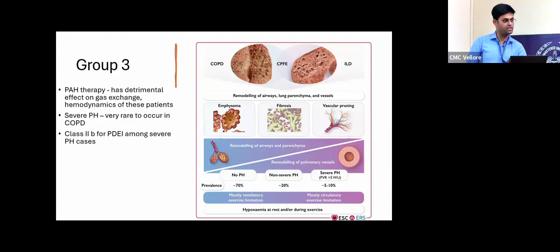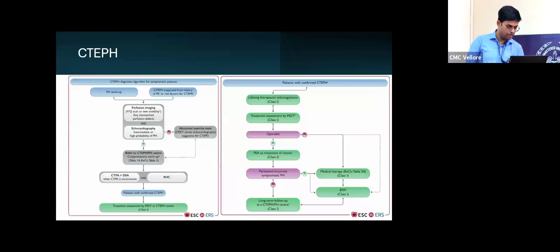Only 5 to 10% of patients in these groups have a PVR of more than 5.5. So a class 2B recommendation is only given for a phosphodiesterase inhibitor trial when the pulmonary hypertension goes very high. So it's basically treatment of the underlying condition. We'll end up with CTEPH.